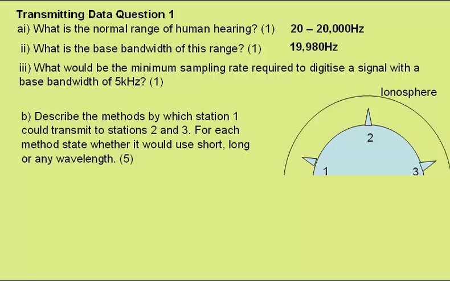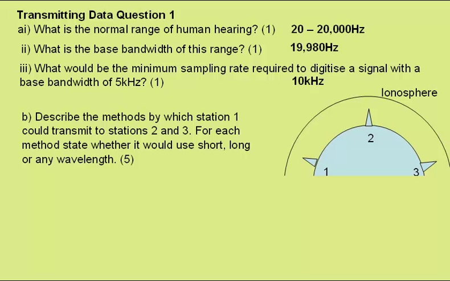possible frequency. For part B, we have this diagram with a radio transmitter and 2 receivers, and we have to describe the methods by which station 1 could transmit to stations 2 and 3. For each method, state whether it would use short, long, or any wavelength. We're given 5 marks, and so ideally if we can quote 3 methods and the 3 wavelengths, we should pick up the 5 marks.